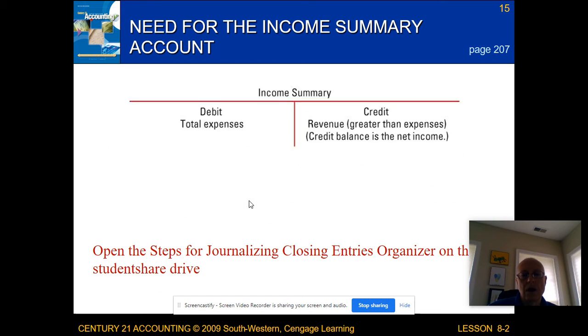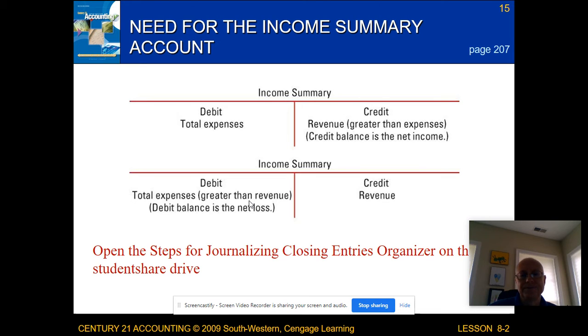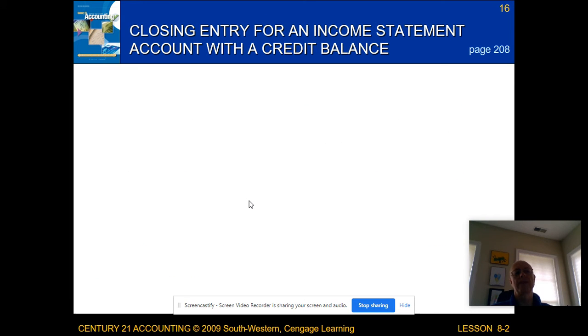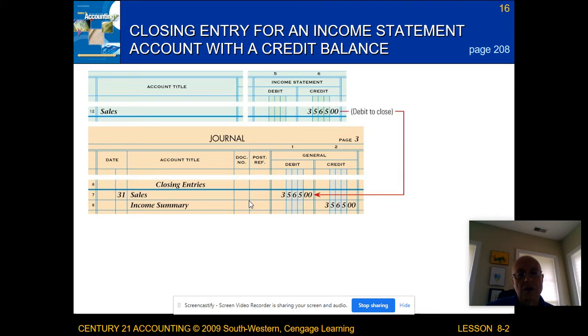So where are we? Income summary. Yeah, this is analyzing with T accounts. Okay. So closing entry for an income statement account with a credit balance. This is step 1 in the process. All right. So literally here we are back at the journal. And just like with adjusting entries, we make a header here, closing entries. Okay. So we don't have a source document. We are going to use post references, but we don't have a source document here. So we create the section, subsection header, closing entries, and then we record sales.